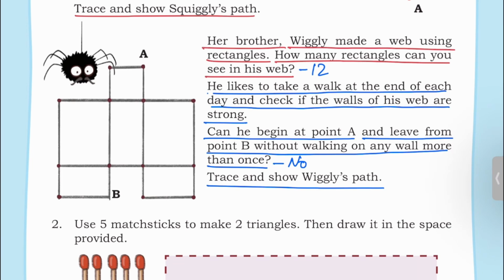If he starts from point A, then chooses this path, then this path will be left. And if he chooses this path, then this portion will be left, which can't be covered without repetition. So the answer is no.